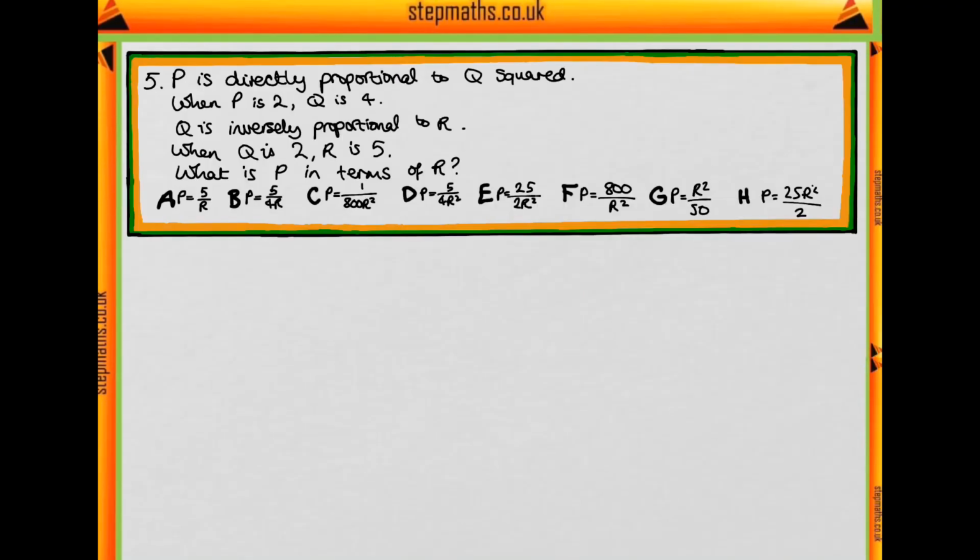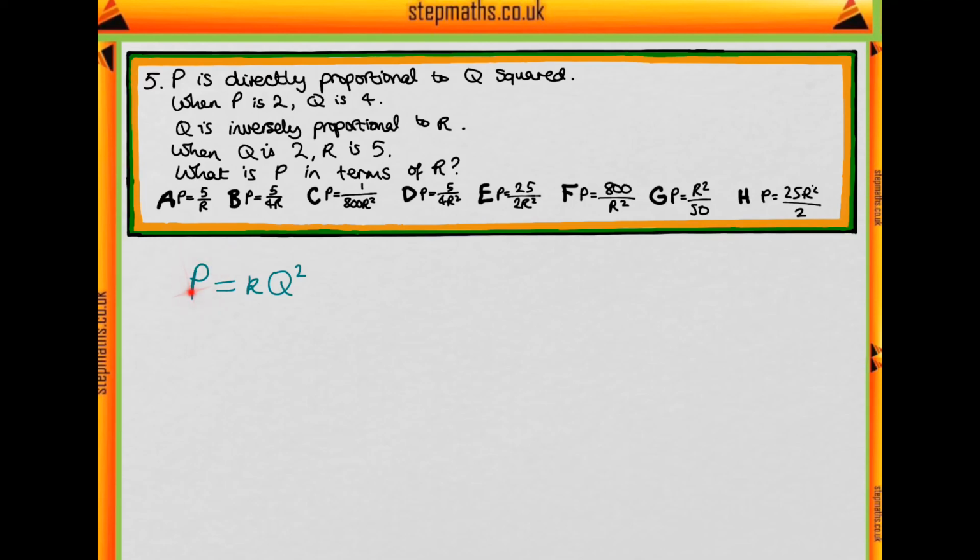This is question 5 of section 1 of the Natural Sciences Admissions Assessment, past paper 2017, and it's a question about proportionality. So let's have a look at the first few lines of the question. So we have that P is directly proportional to Q squared. So what does this mean exactly?